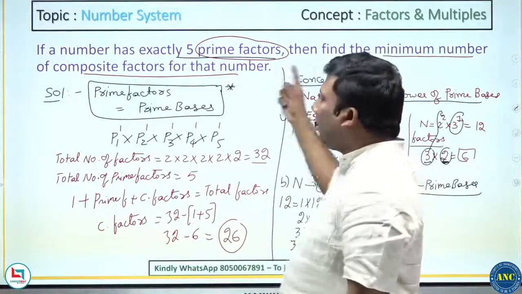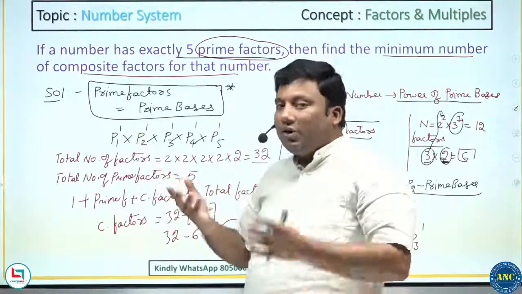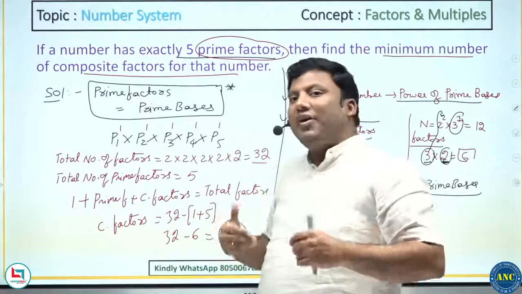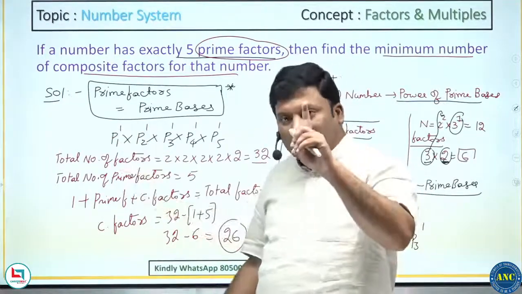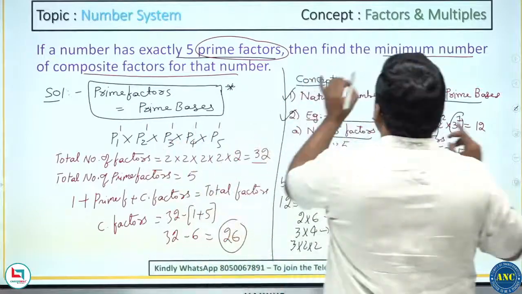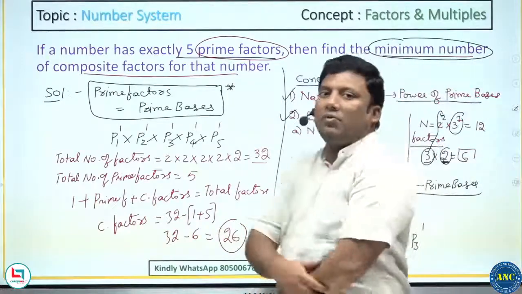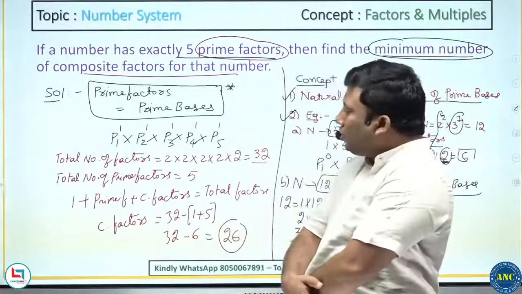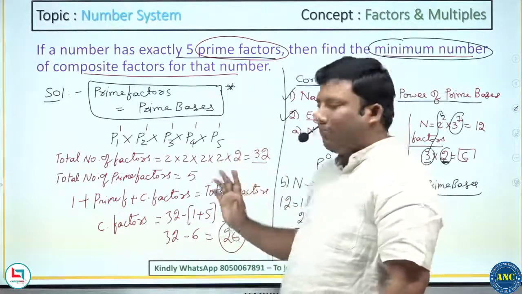What is the minimum number of composite factors? I want composite factors. We do not know what the power is. If I take the lowest power as 0, P1 power 0, it becomes 1. 1 is neither prime nor composite. Because the question asks for the minimum, I am keeping the power as 1. P1 power 1 into P2 power 1 into P3 power 1 into P4 power 1 into P5 power 1.